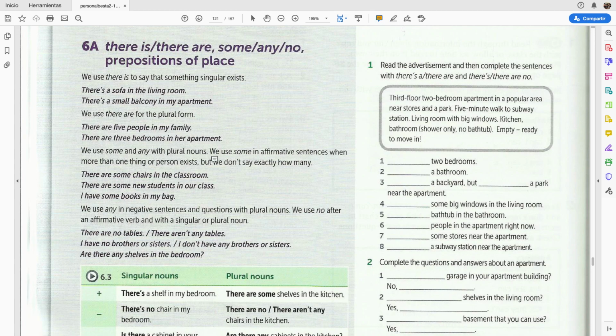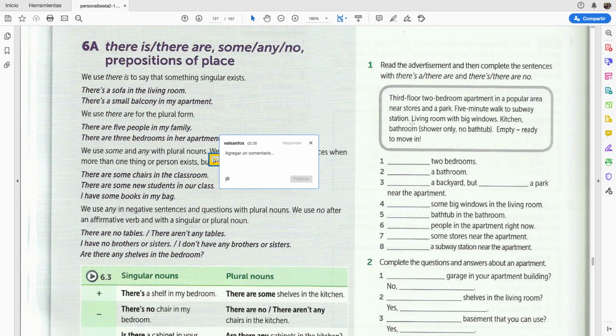Here in number one we have, sorry, this one. Here I am going to write the answers, okay? First we have to read here. Here we have: third floor, two-bedroom apartment in a popular area, near stores and a park.